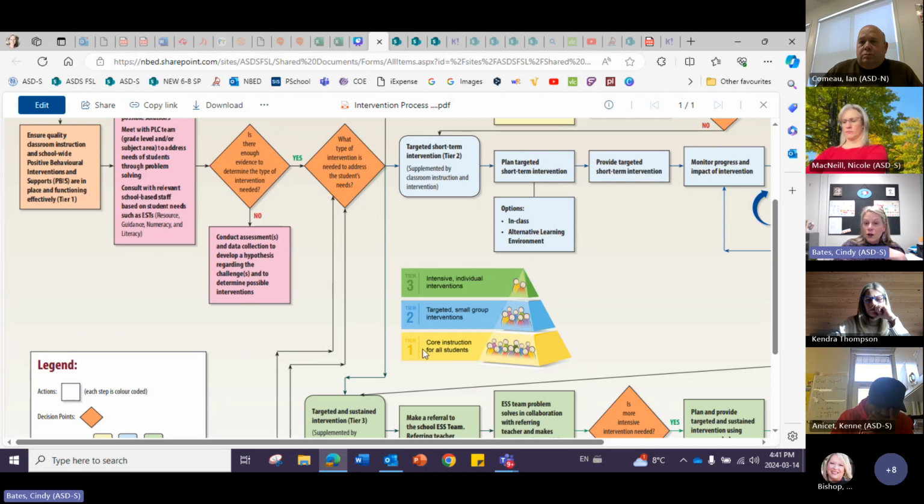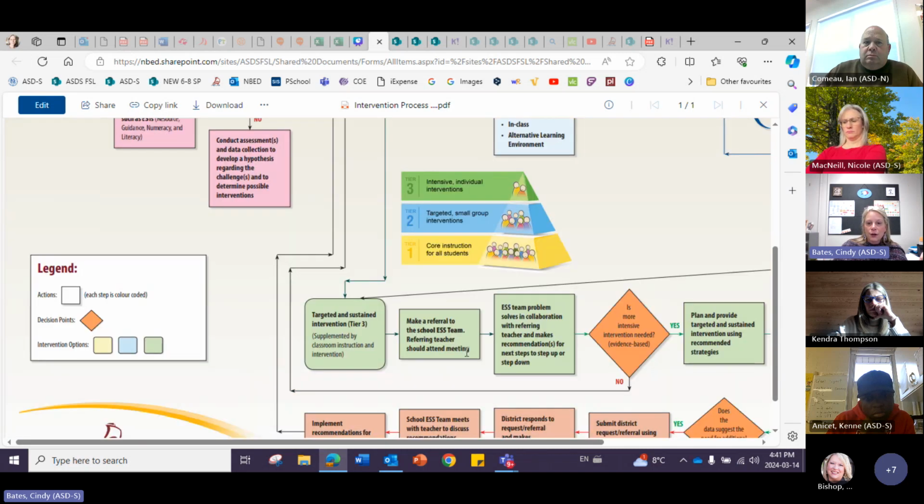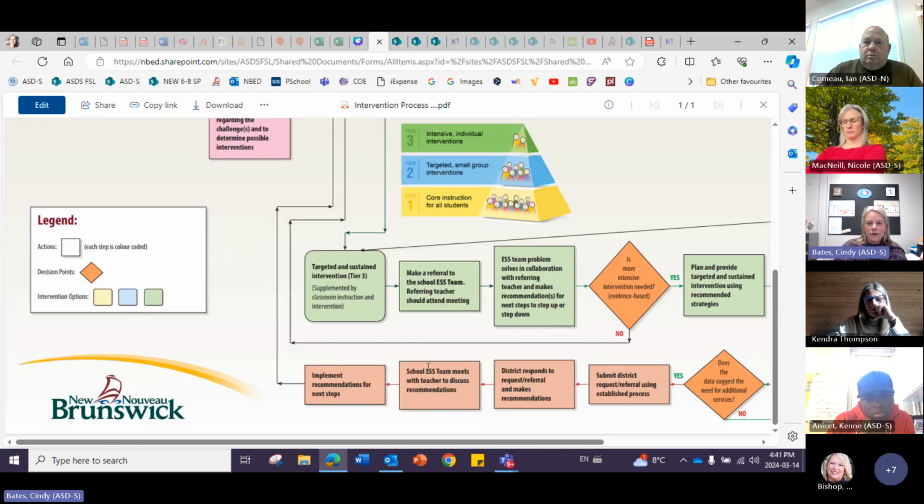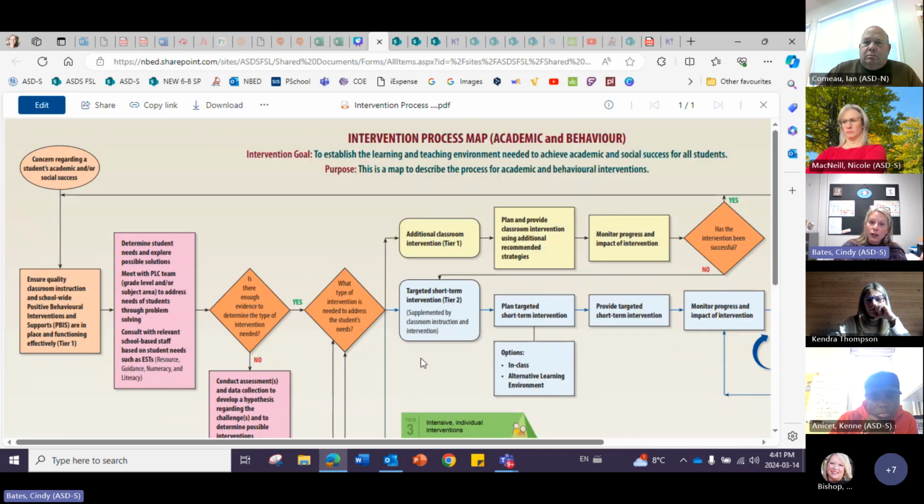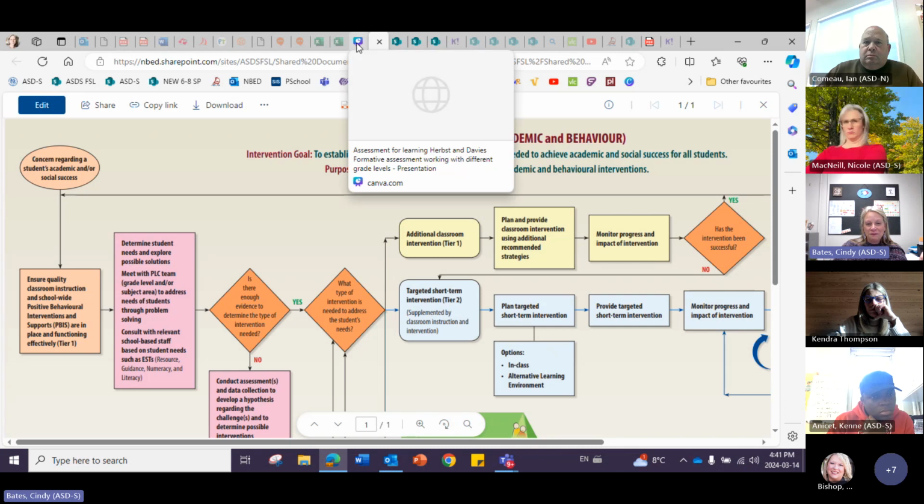Of course, tier 1 is for all students anyway. So if we're not already using some of these tier 1 interventions, we should be using them on a regular basis with all of our students regardless. Hopefully we can take care of it here, and if not, we'll move up to tier 2 and tier 3. That will be provided to you and is easy to follow. And this is for both academic and behavior. Okay.